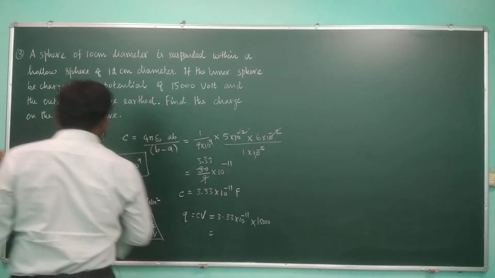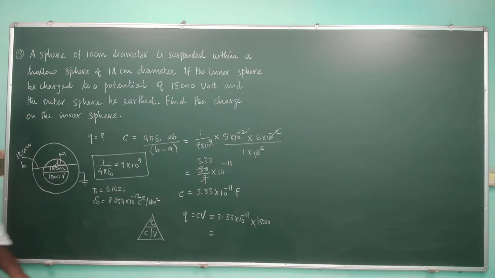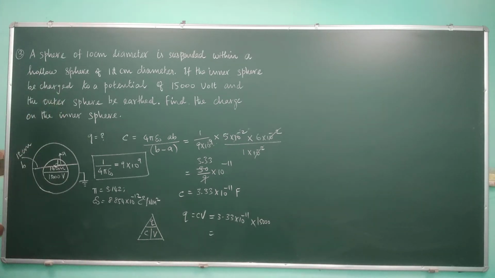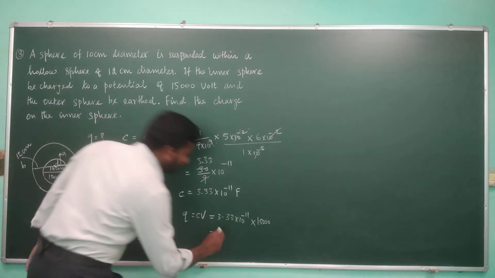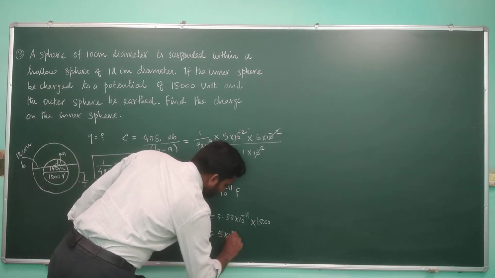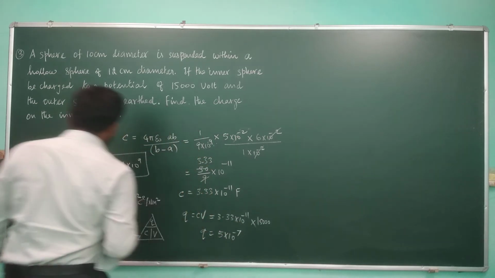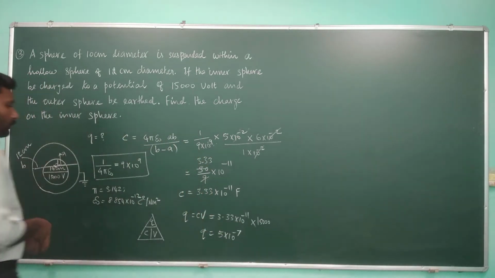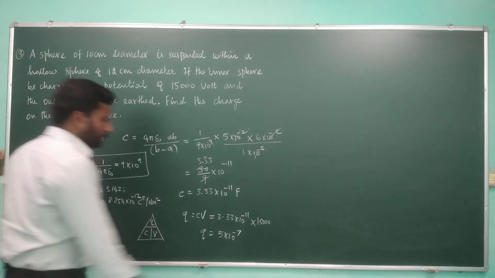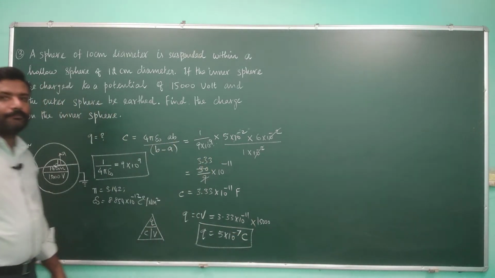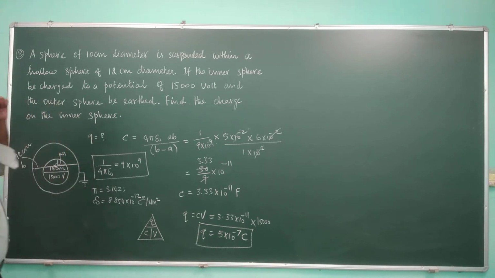So it becomes, what is the value? That is 5 into 10 power minus 7. This is the charge Q, right? What is the unit for charge Q? It is Coulomb. Okay, this is the third problem.